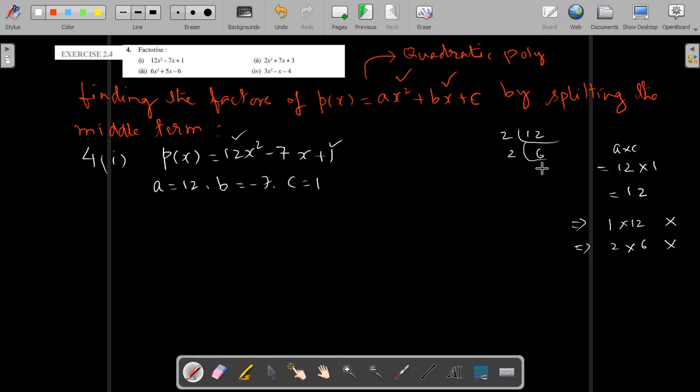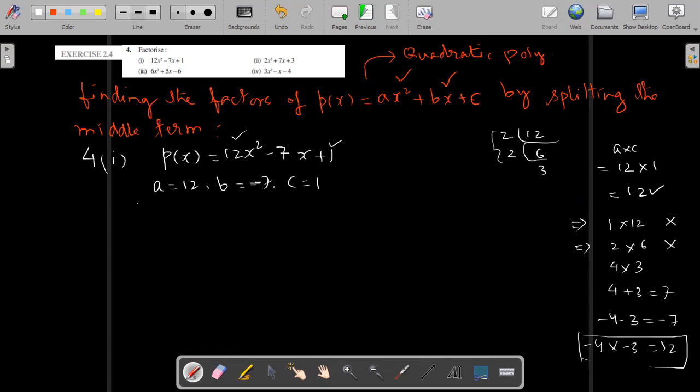Then we go on taking 2 3s are 6, so 2 2s are 4 into 3. 4 3s are 12. But 4 plus 3 is equal to 7. Yes, we got the 7, but we need minus 7, and we need the multiplication also positive. So if we take minus 4 and minus 3, this will become minus 7 and their multiplication is also 12. Their multiplication should be 12 and their addition or subtraction should be minus 7.